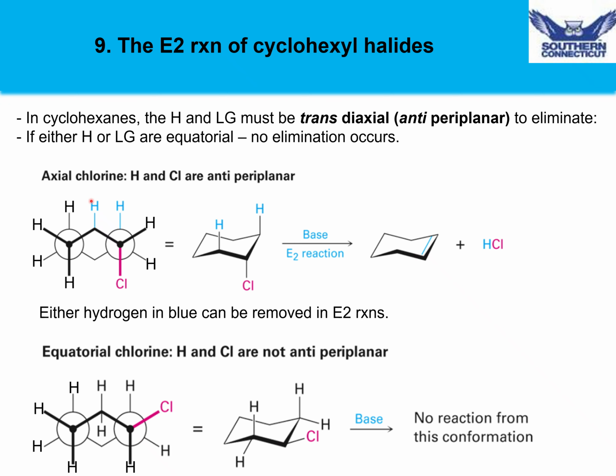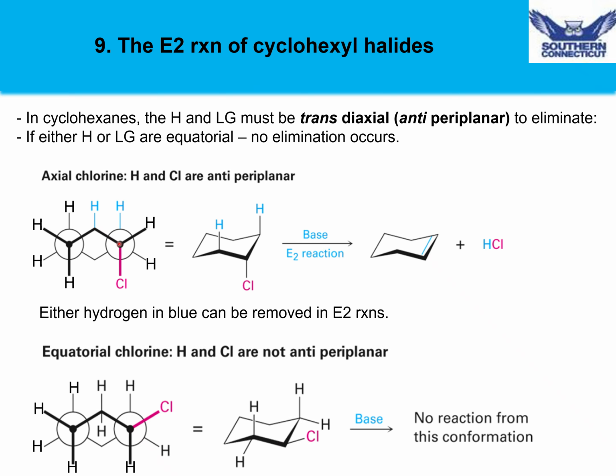So here we have an example of a carbon that has a leaving group, the chlorine, and it also has a hydrogen. There are adjacent carbons. If we go this way, we have a carbon that has a hydrogen. And if we go back, we remember this circle represents another carbon on the back side. That carbon has a hydrogen. Notice that the chlorine and this hydrogen here are on opposite sides, so they're anti-periplanar to each other, or in other words, trans-diaxial to each other.